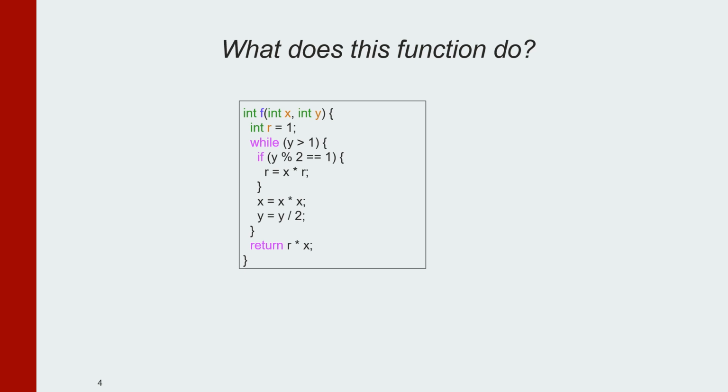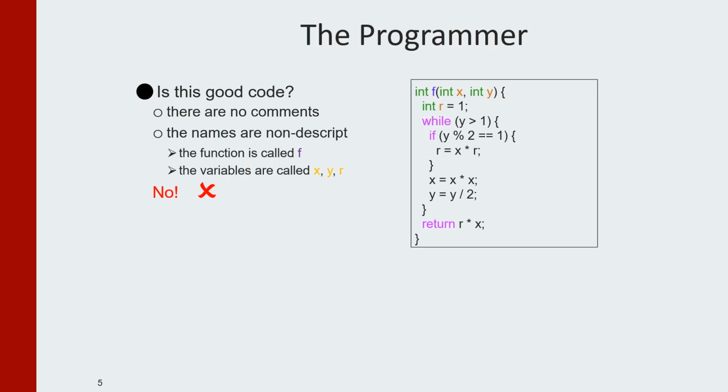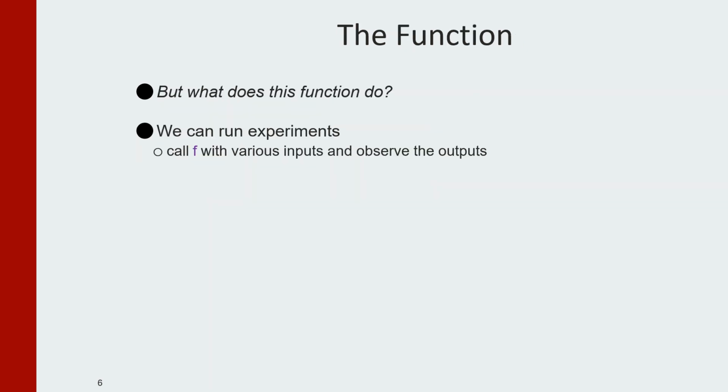So we start by looking at the function, and we realize it's not good code. There's no comments. The names are like F and Y and X. That's not really very helpful. We have to just figure out what the function does, and the best way to do that is by running experiments. So we'll just call F with various inputs and observe the outputs. So this is what I mean by getting your hands dirty. You actually have to open up the function and try different inputs to see what's going to happen.